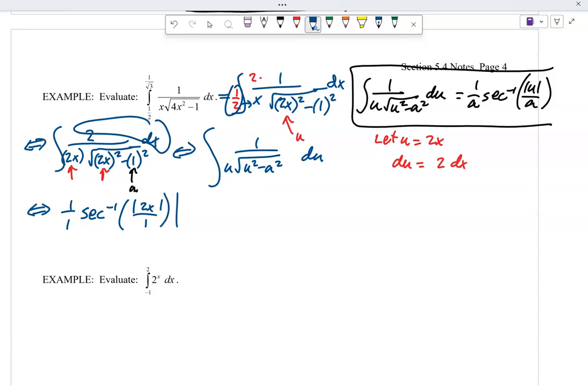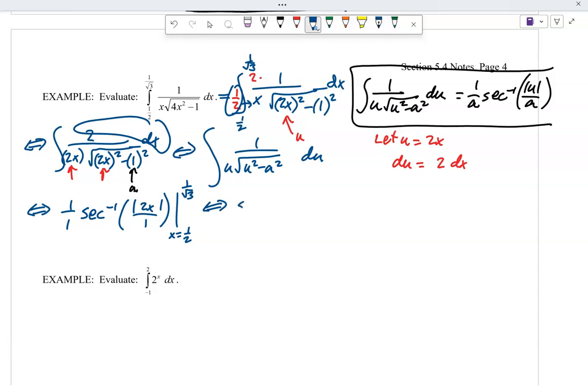And then this is from, let's see, we were going from a half to 1 over root 3. That was our a and b, from a half. Remember, this is x being a half to x being 1 over root 3. Okay. So let's go ahead and plug that in.